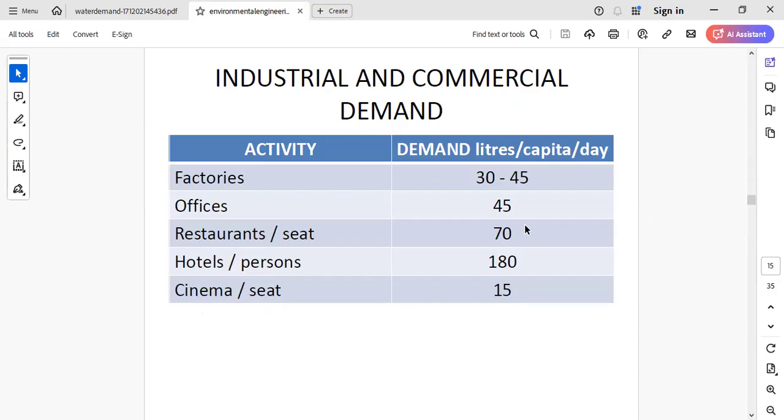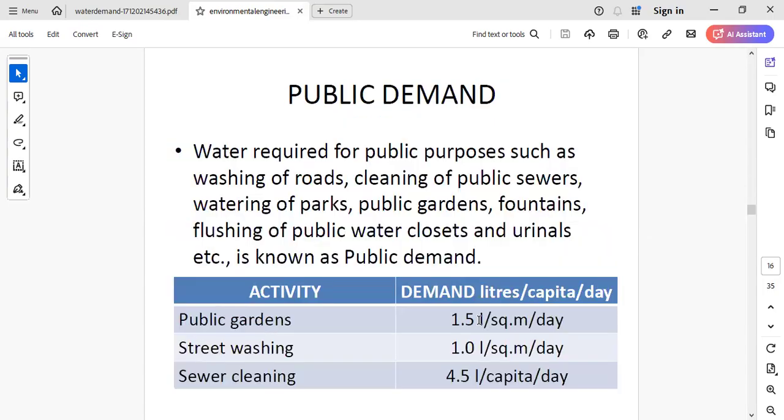And here it is given for each factory, restaurant, how much water is required. So what is the demand? For factories, 30 to 45 liters, and office 45 liters per capita per day, and restaurant per seat 70 liters per capita per day. For hotels, per person 180 liters per capita per day, including boarding and lodging. In cinema theaters, per seat 50 liters per capita per day.